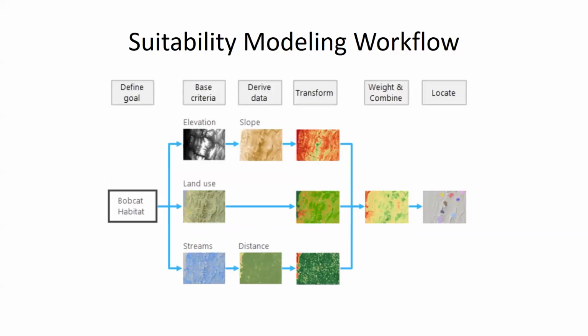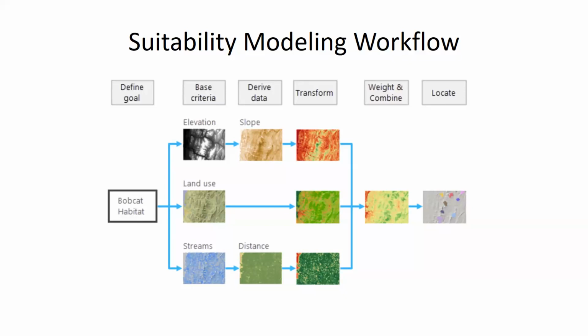So once again, going back to the image of suitability modeling, the workflow is to define the goal of what you're looking to do, and to think about what physical characteristics are going to play a role in whether the location is suitable for it. You then derive the data, you transform the data, and then you weight and combine the layers, the features, to locate areas where your suitability model is telling you will be best suited for what you're trying to do.